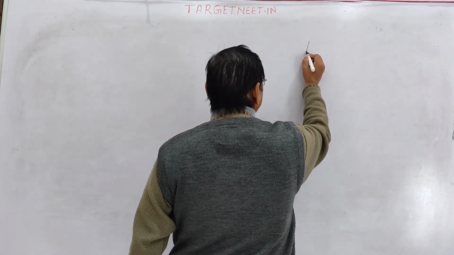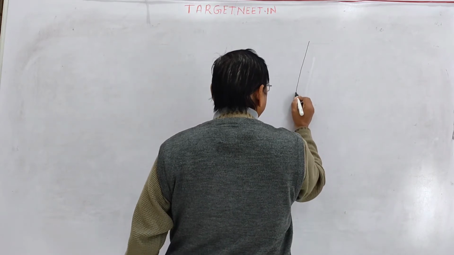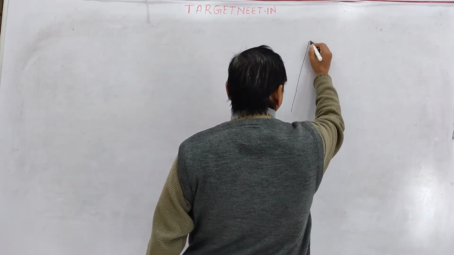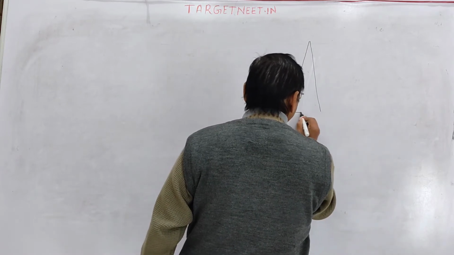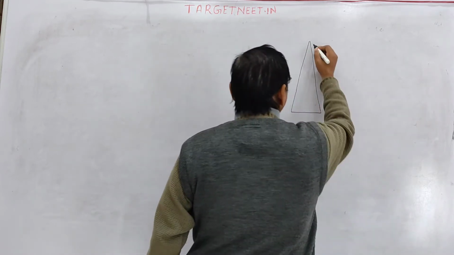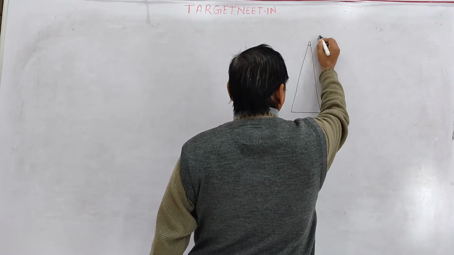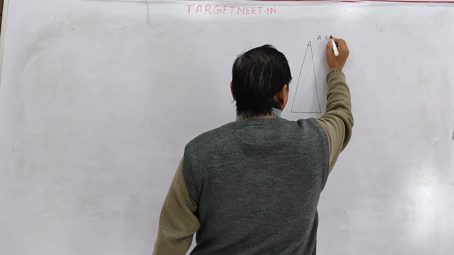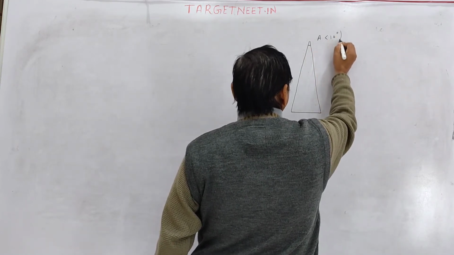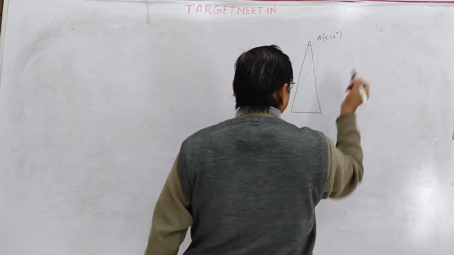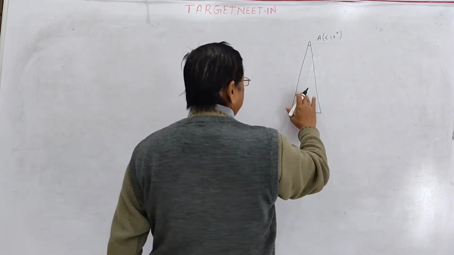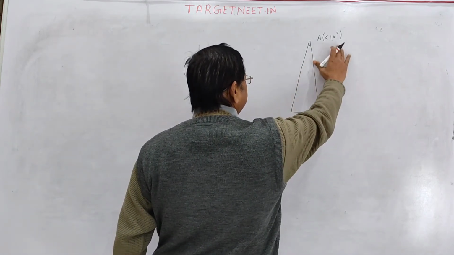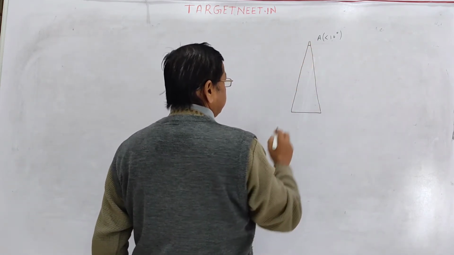Suppose this is a thin prism. Angle of prism is A, and generally it is less than 10 degree. Then we say it is a thin prism. When angle of prism is less than 10 degree, we used to say it is a thin prism.